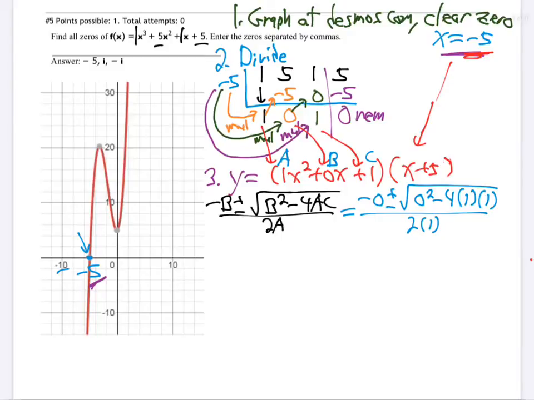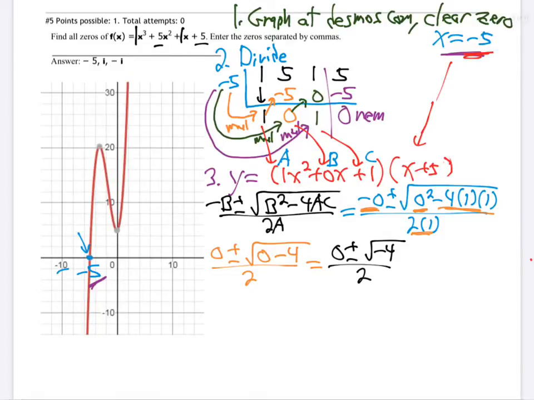It's going to be a little different here. So what do we got? Minus 0, that's just 0. There's no such thing as -0, it's just 0. Plus or minus the square root of 0 squared, 0. Minus 4 times 1 times 1 is just minus 4 over 2 times 1, 2. Okay, so what does that leave us? 0 plus or minus the square root of -4 over 2, right? 0 minus 4 is just -4.